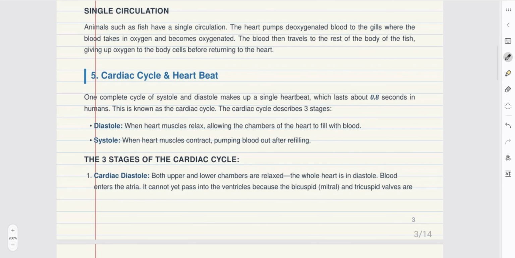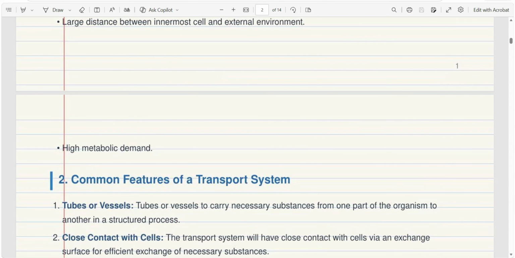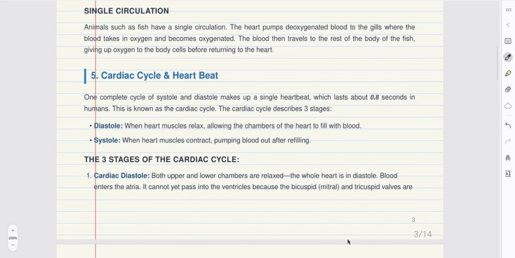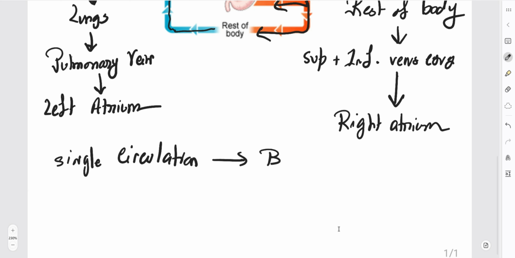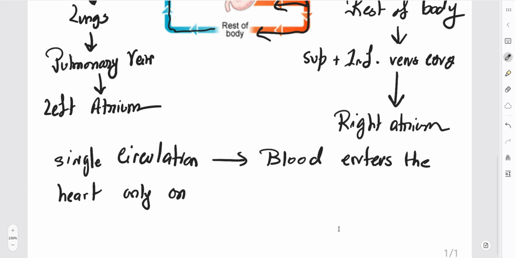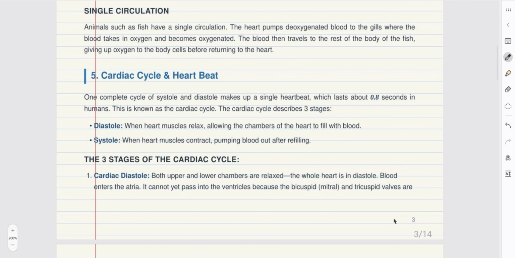On the other hand, we have the single circulation. Now, the single circulation is something that happens in fish, and this is very important for your O-level exams, right? Remember that in single circulation, blood enters the heart only once. All right, so blood enters the heart only once in one complete cycle.